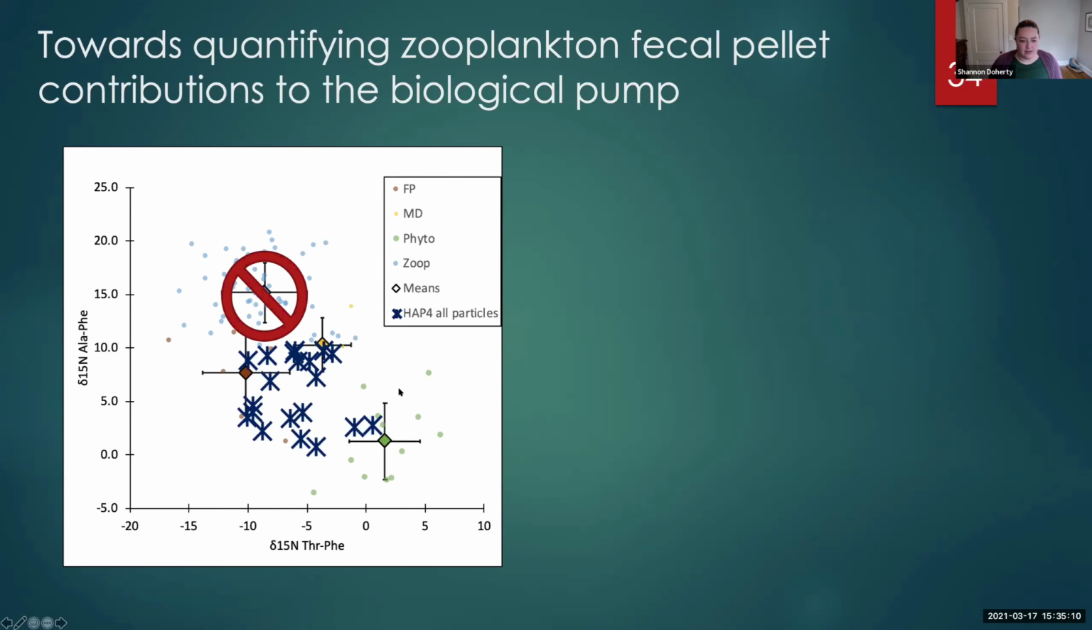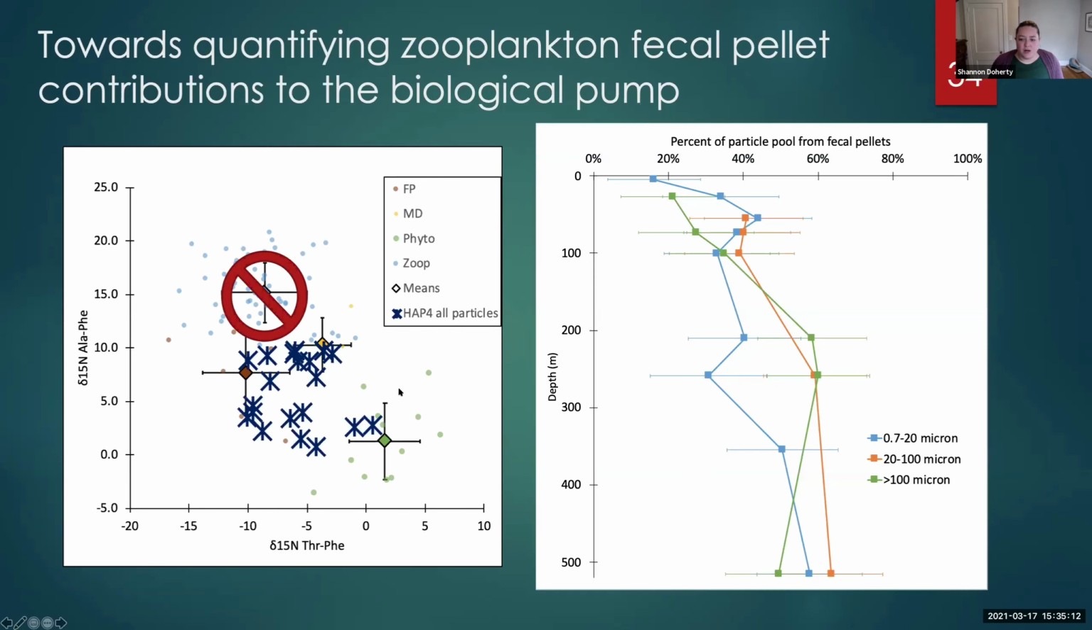So when I run this data through a Bayesian mixing model, I can get a plot like this, which is the percent of the particle pool that comes from fecal pellets for each of our particle size classes with depth. So I want to pause here and be like, yay, this is what we wanted. We wanted to be able to quantify fecal pellets in our different particles. And it looks like we can do that reasonably well here, and we can associate an error with this estimate.